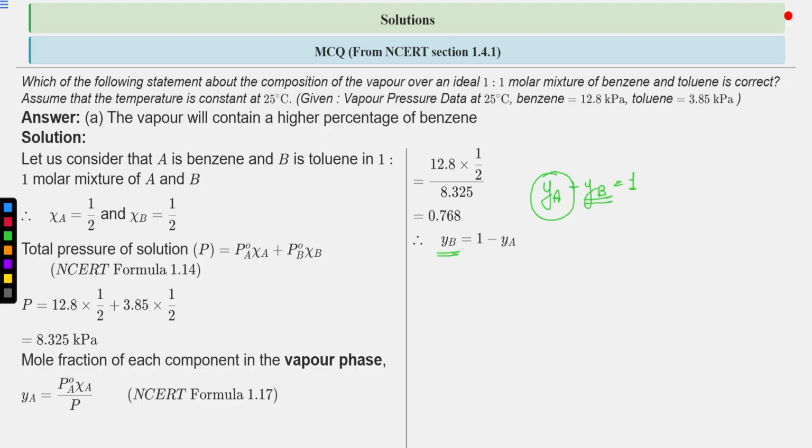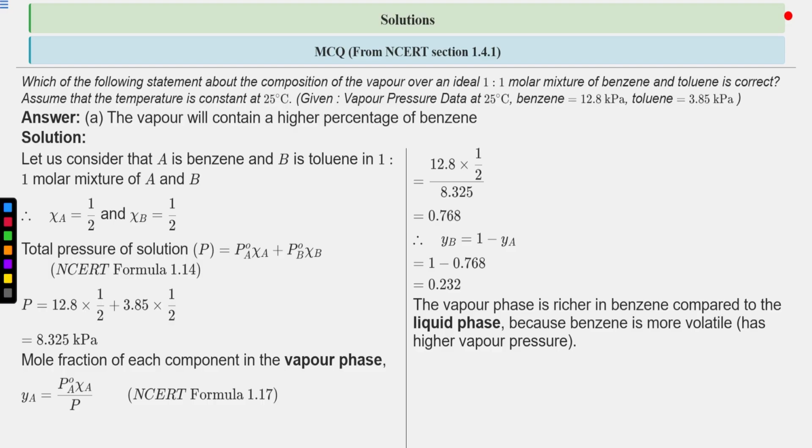We take this Ya here. So the Ya value, which is 0.768, you put here. So YB is equal to 1 minus 0.768, which will be 0.232. So this is the value of YB, that means the mole fraction of B, that is toluene, in the vapor phase. In the liquid phase, we denote the mole fraction as chi, and in the vapor phase we denote it as Y.